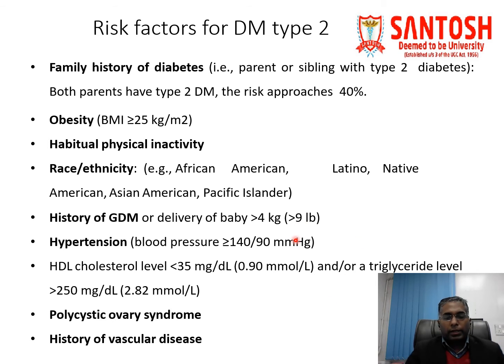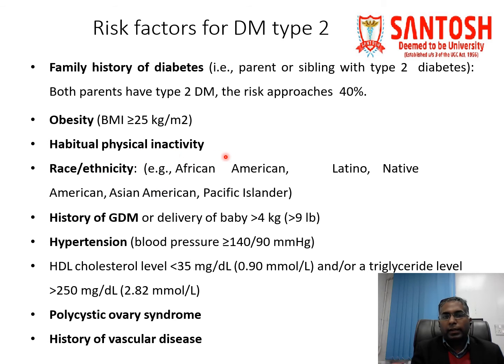Whenever we deal with a patient of type 2 diabetes mellitus, we should also know the risk factors of type 2 diabetes mellitus. That is, we have to ask the patient regarding family history of diabetes, parent or sibling with type 2 diabetes mellitus. If both parents have type 2 diabetes mellitus, the risk approaches 40%. If the patient is obese, with a BMI of more than 25 kg per meter square, then the patient can develop diabetes later in life.